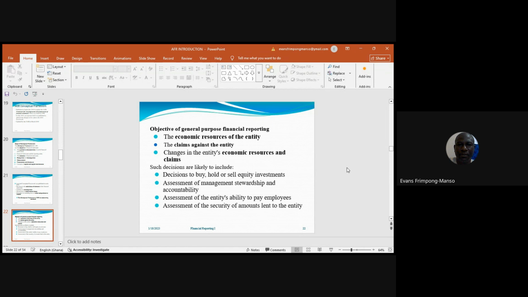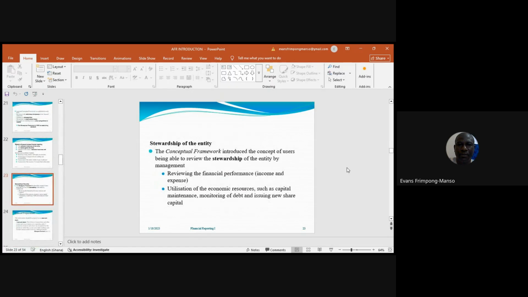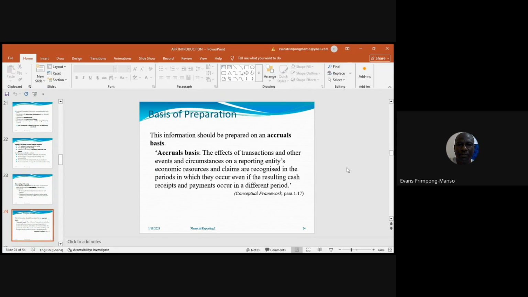So the objective of preparing financial information is to show users how the money that has been entrusted into the care of management has been used in managing the affairs of the entity. The next thing that we shall look at, after all, the steward. Steward means taking care of whatever has been entrusted into your care. So that's one. Then we come to the assumptions.